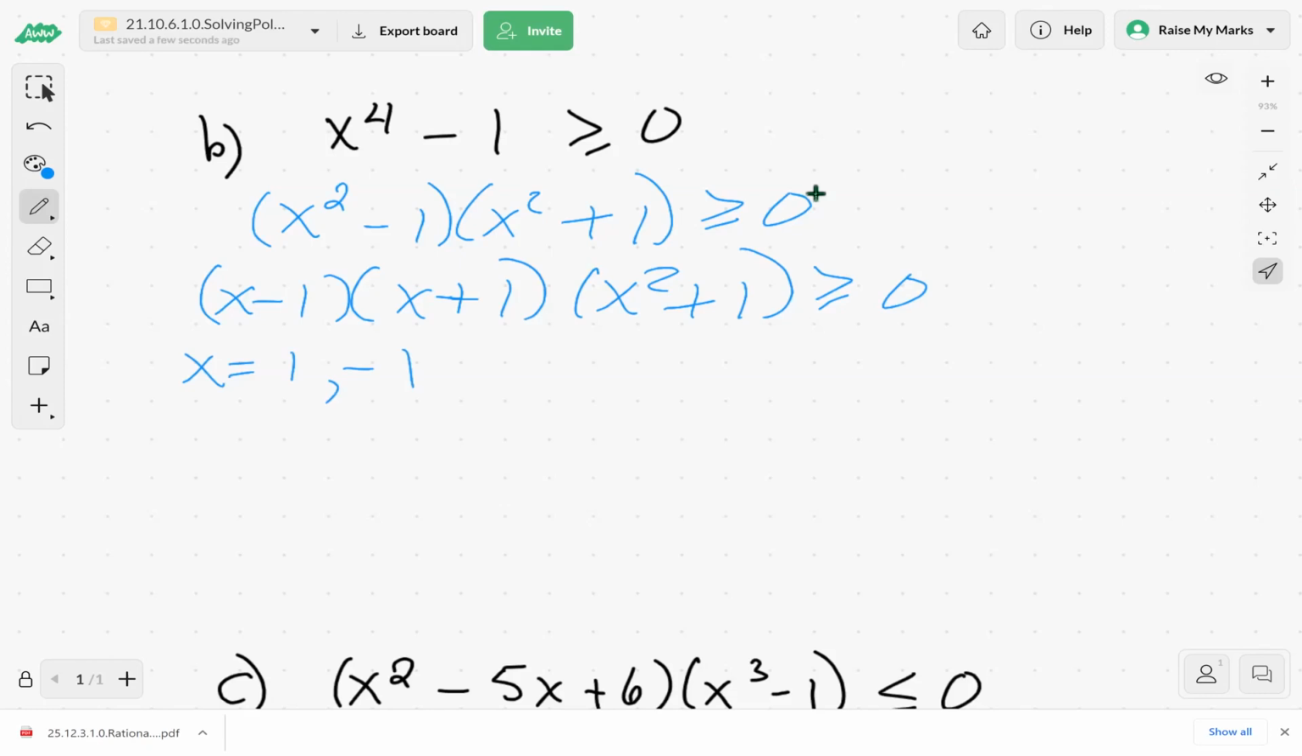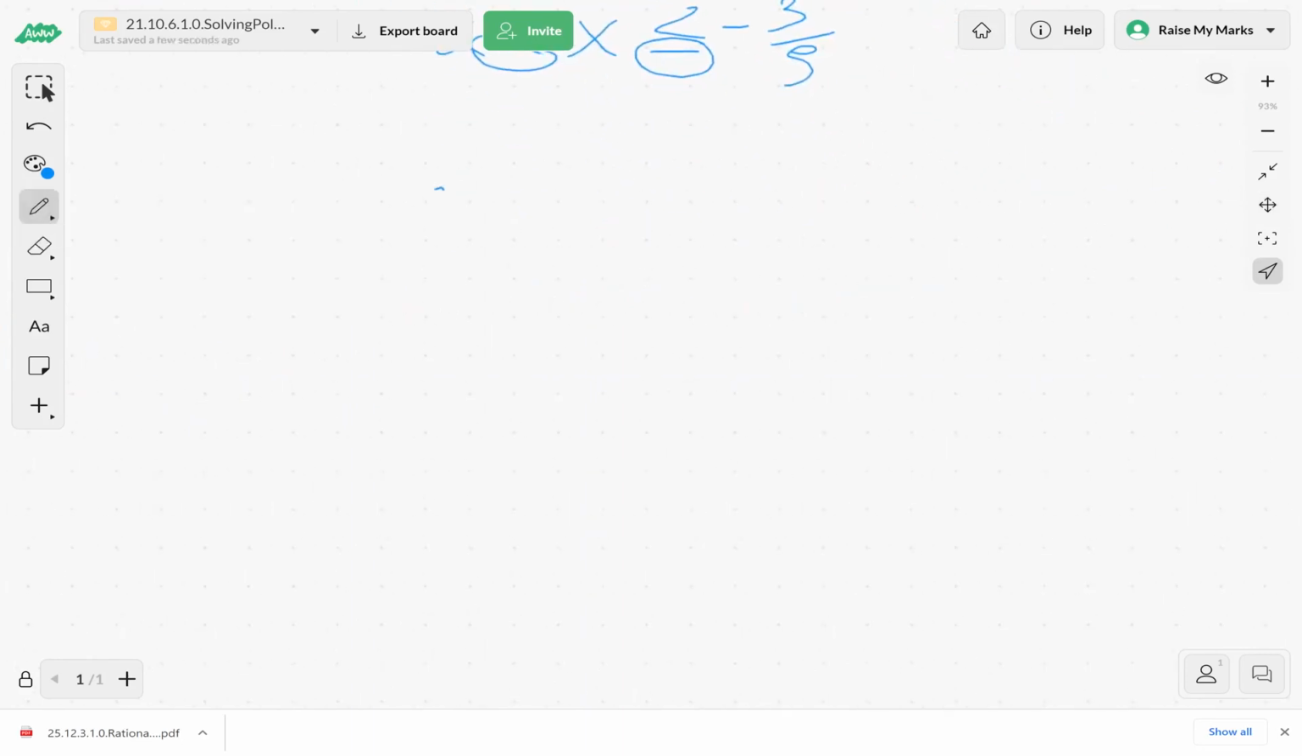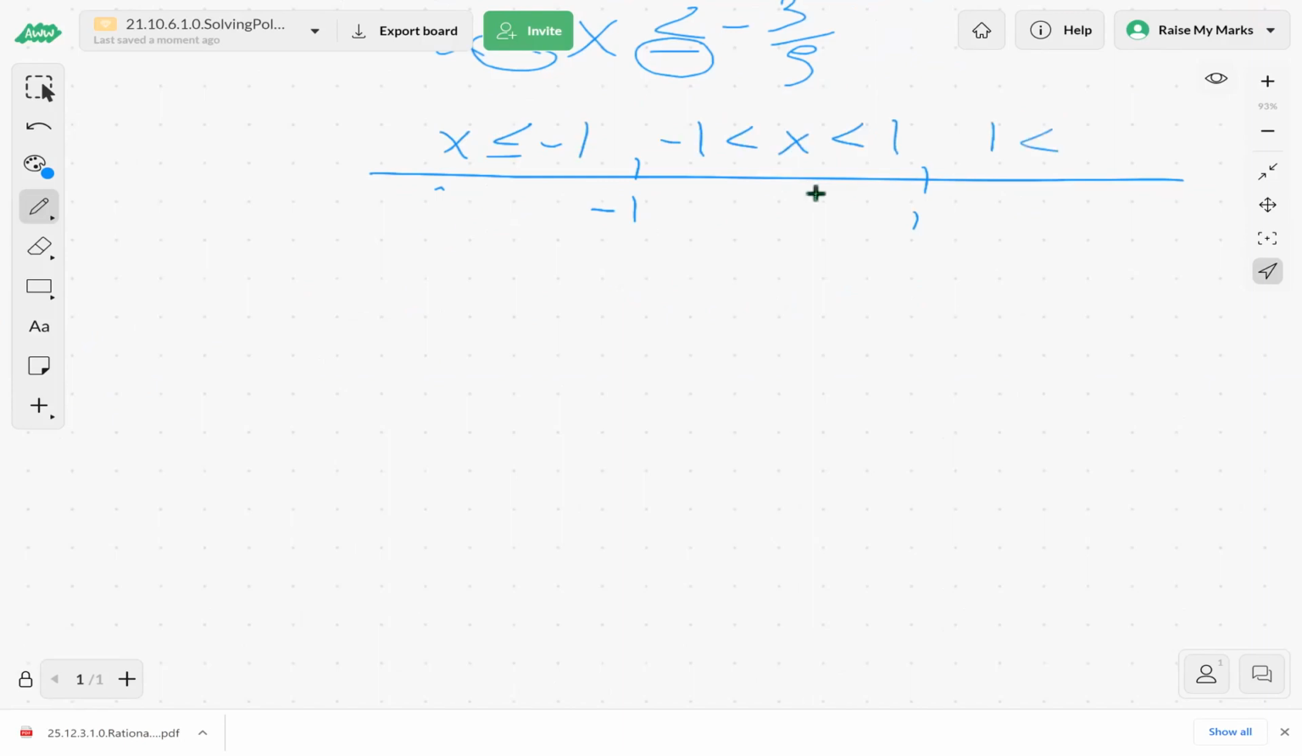And again, let's scroll over to the right where we have a bit more space. We can use these values to divide our real line into intervals. In particular, when x is less than or equal to -1, x is between -1 and 1, and x is greater than 1. Our factors are x minus 1, x plus 1, and x squared plus 1. And our final function is x to the power 4 minus 1.